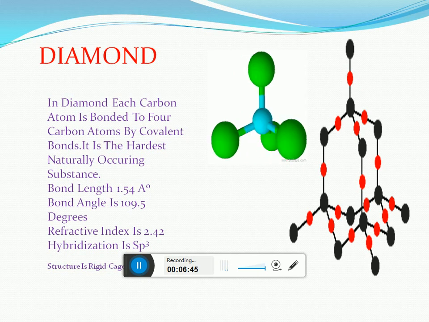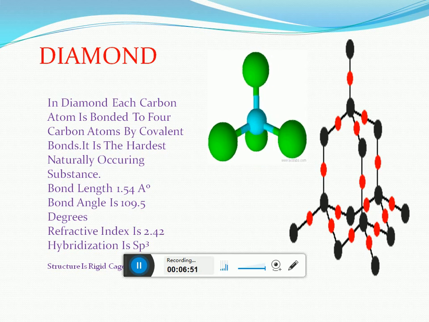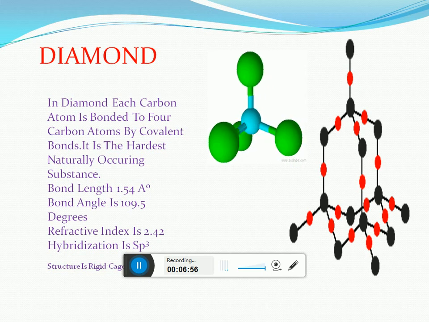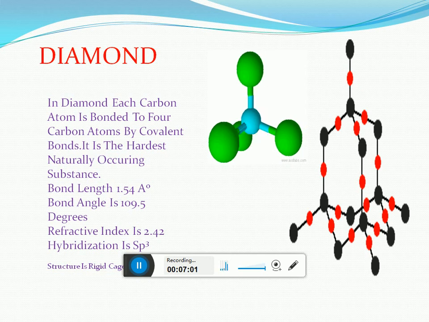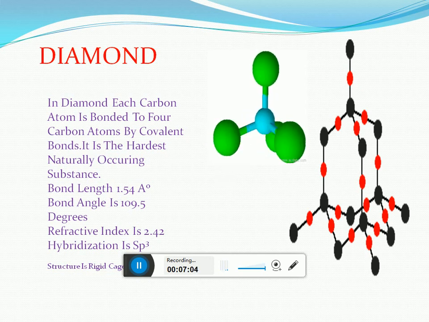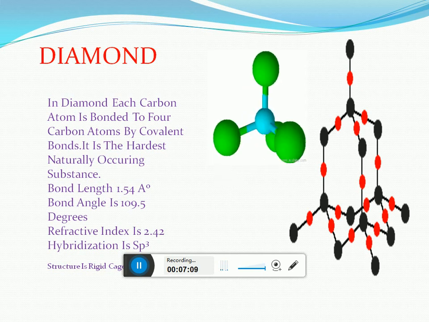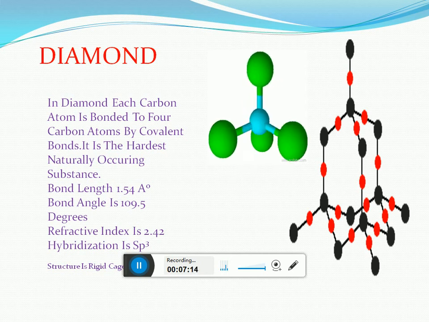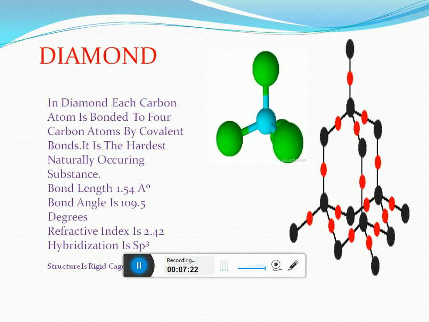Children, let us discuss the structure of diamond. Diamond is the hardest naturally occurring substance on the earth. In diamond, each carbon atom is bonded by 4 carbon atoms tetrahedrally. The bond angle in diamond is 109.5 degrees. Diamond is famous for its brilliancy. Why? Because refractive index of the diamond is 2.42.